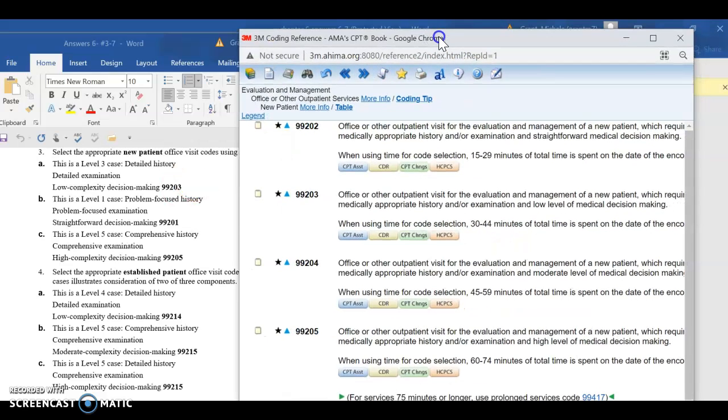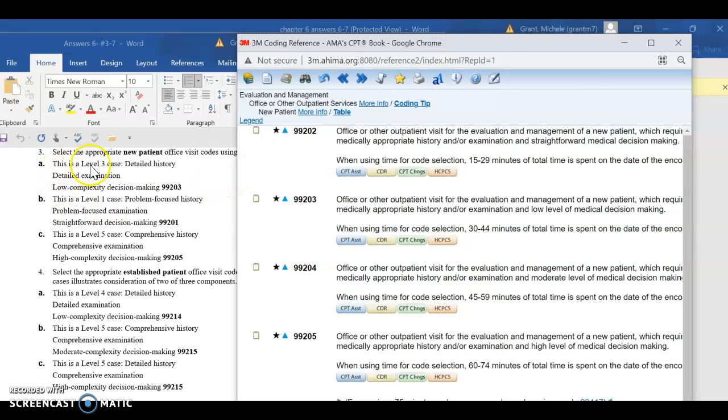So let's just kind of look at the first couple. This first one here, we have a level 3 detailed history, and these are all new patients. So they're going to be in this new patient section, 99202 through 99205. So with this, remember, our history and examination do not matter. We're looking at low complexity. So this one does match up, 99203, because we have low complexity medical decision making. Let's look at B. We have straightforward decision making. So that's going to be now a 99202.